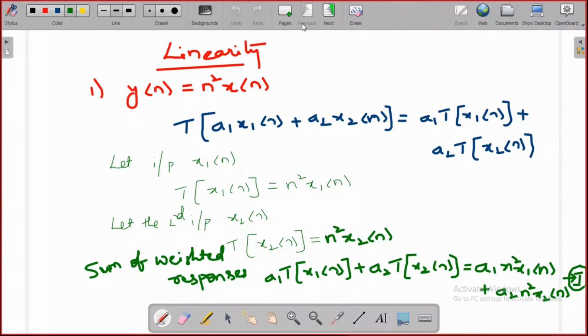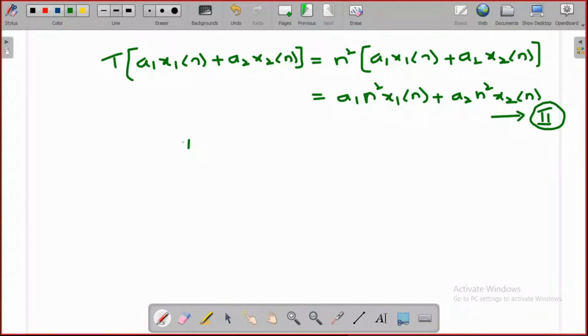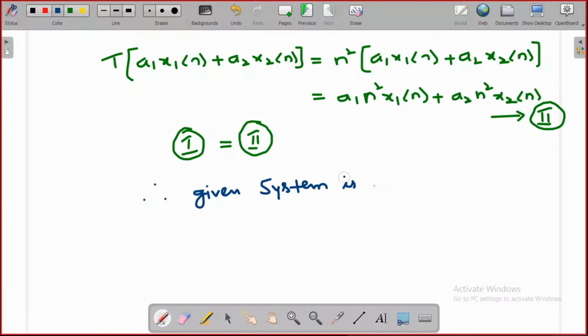Now compare equation 1 and 2. Are these two equal or not? So the response of a system to a sum of weighted inputs is equal to the sum of weighted responses. Therefore, the given system is linear. Okay.